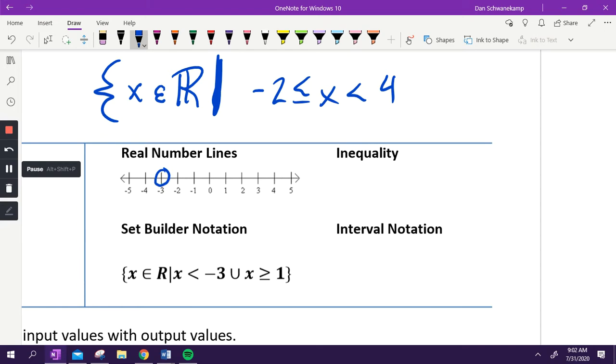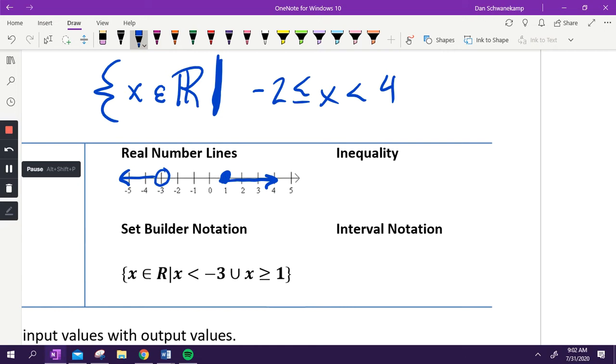Yep. And then the line goes left. Perfect. And then closed circle on the 1. Wonderful. It was less than -3, so she went open circle. It was greater than or equal to 1, so she went closed circle, arrow to the right. Perfect. There's our two different aspects on our number line.